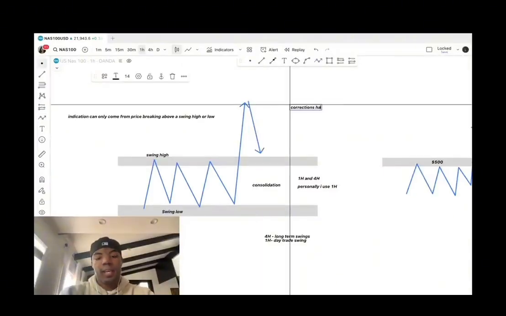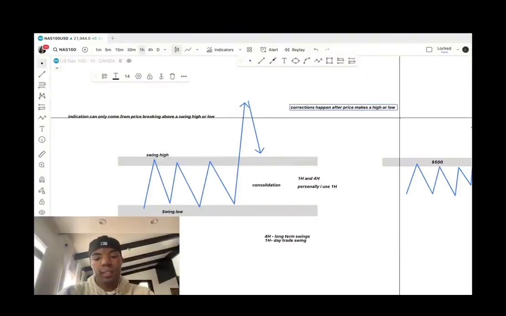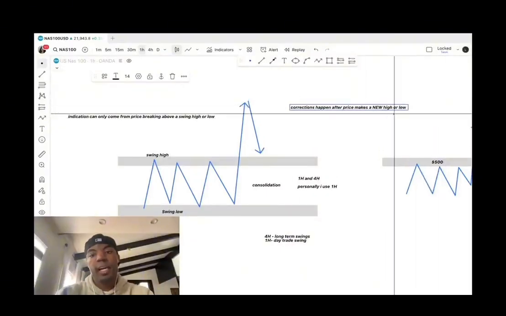So the correction happens after price makes a high or low. New high or new low, that's the biggest point. So this normally happens after a new high or a new low. And why does this happen?